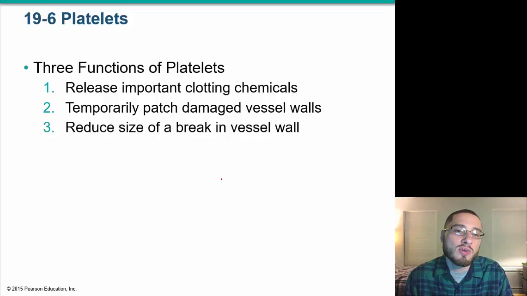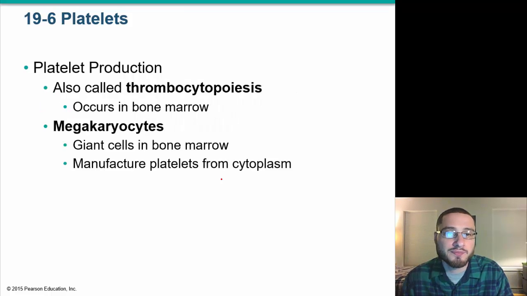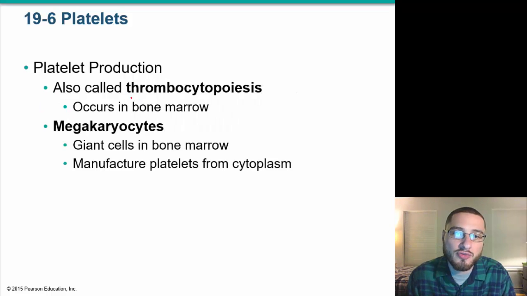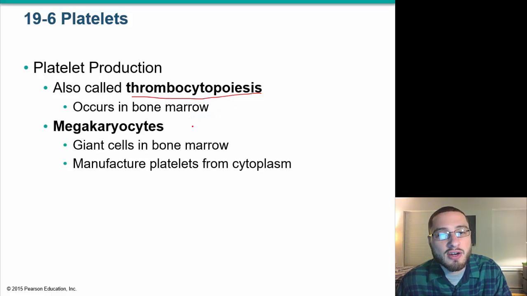So three functions: they release important clotting chemicals, temporarily patch damaged vessel walls if you have a cut or a break in those vessels, and they reduce the size of a break in a vessel wall. Platelet production is called thrombocytopoiesis, and occurs in bone marrow. Megakaryocytes are giant cells in the bone marrow, and they manufacture platelets from cytoplasm.